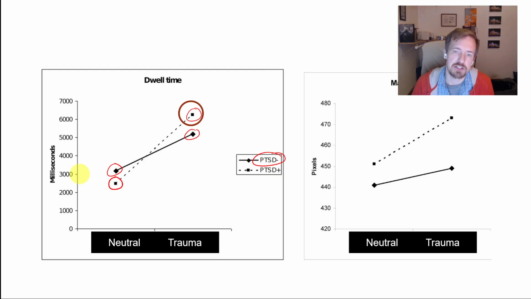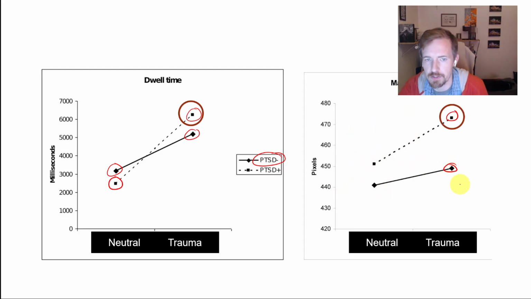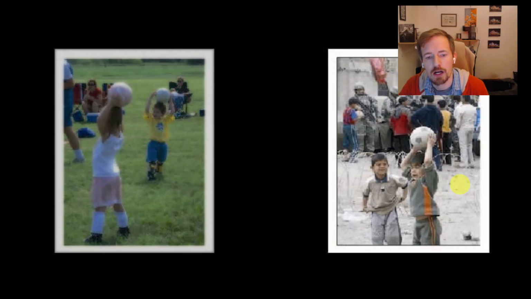And we also see changes in their pupils as well. So those that are in the PTSD positive diagnosis, we see that for the traumatic images that their pupils are expanded compared to folks that don't have a PTSD diagnosis. All right.